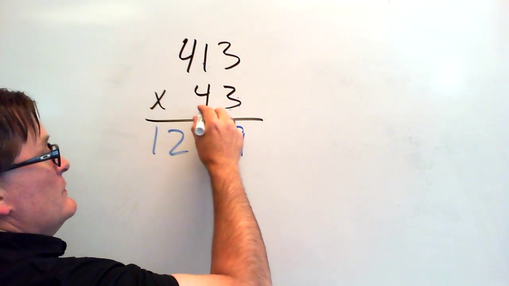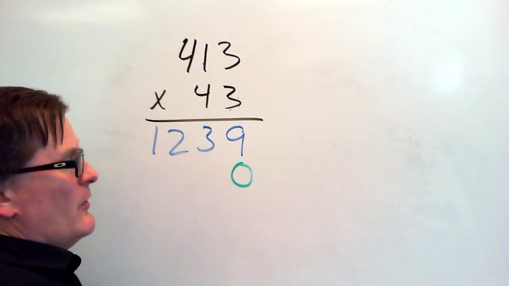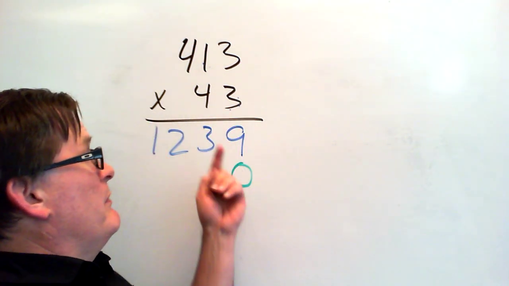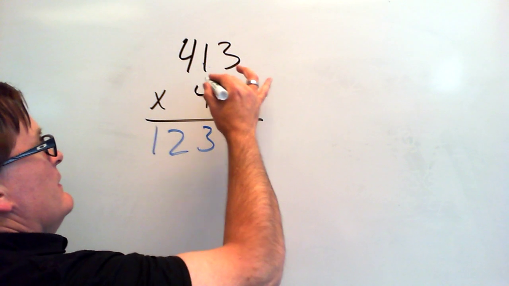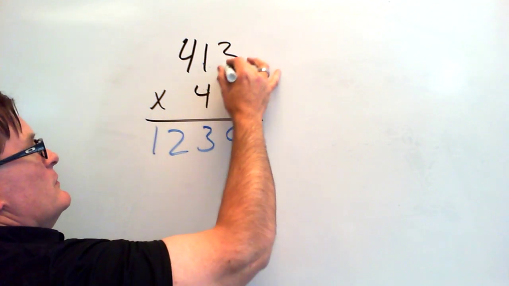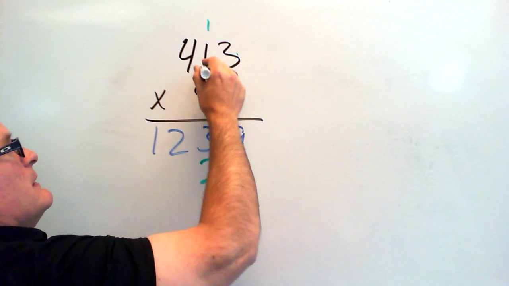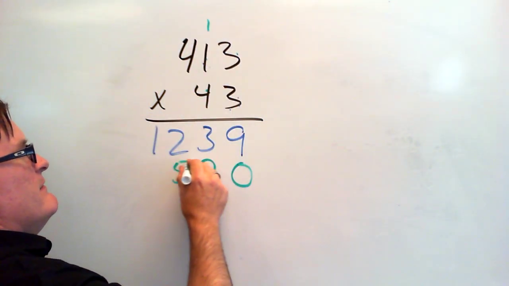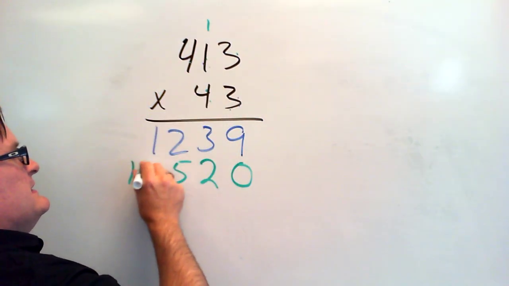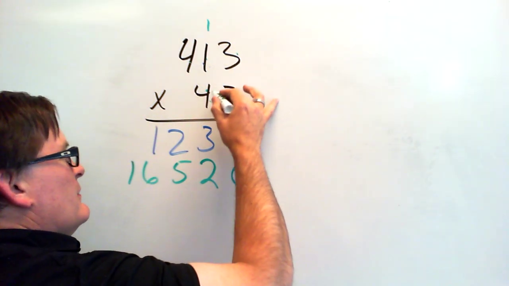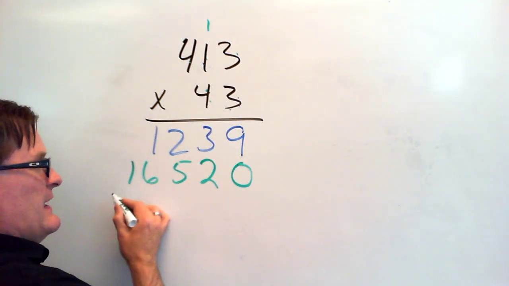Now, since we've moved over to the 40, we put the 0 in to account for that hidden 10, and then we just start focusing on the numbers. 4 times 3 is 12. Carry the 1. 4 times 1 is 4, plus 1 is 5. 4 times 4 is 16. And each time we deal with a number, we just keep moving to the left in the algorithm.